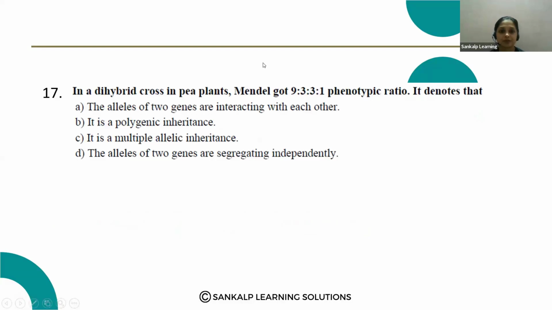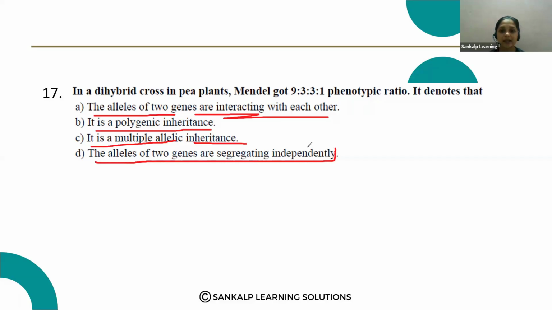Next question. In a dihybrid cross, pea plants, Mendel got a 9:3:3:1 phenotypic ratio. It denotes that the alleles of two genes are interacting with each other, it's a polygenic inheritance, it is a multiple allelic inheritance, or the alleles of two genes are segregating independently. Which one is the correct answer?